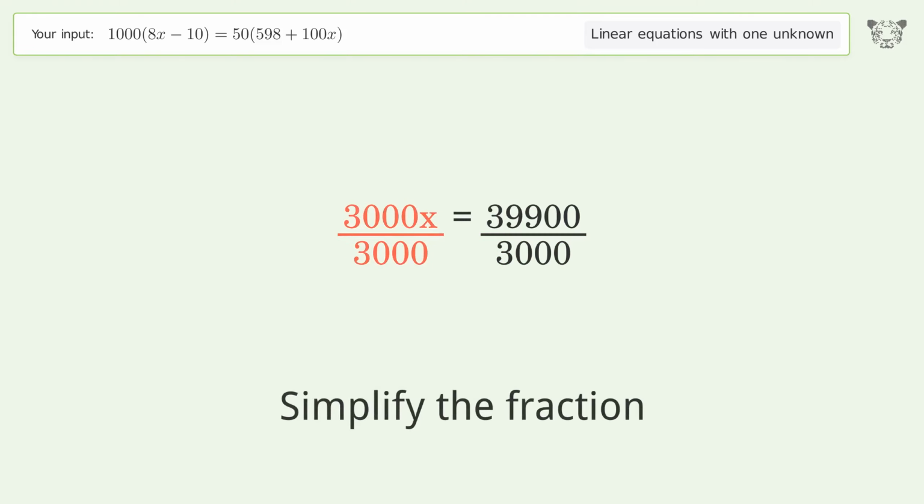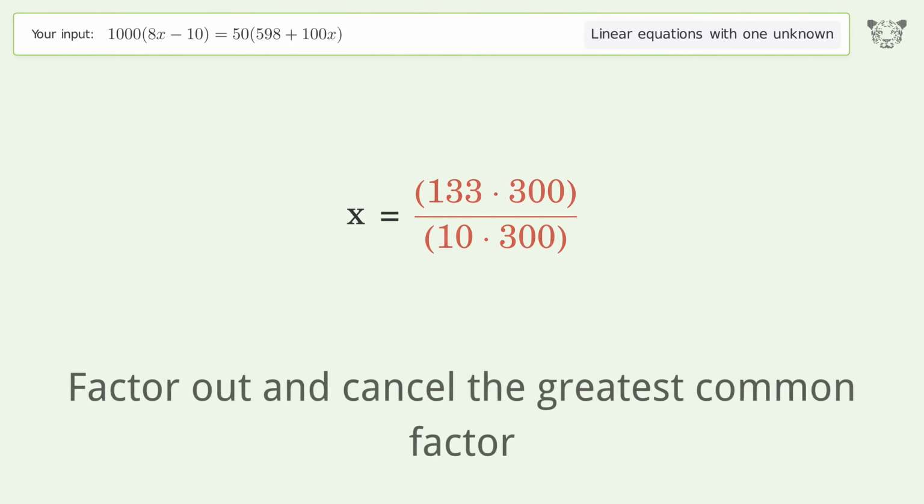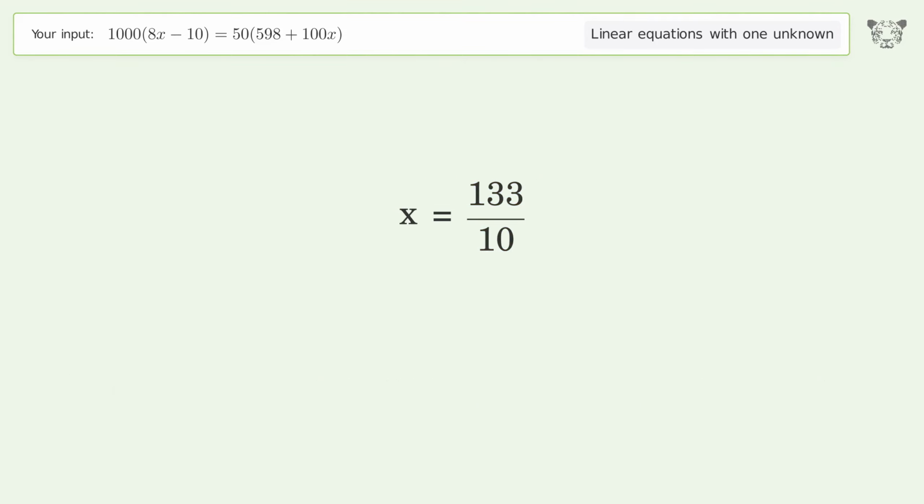Simplify the fraction. Find the greatest common factor of the numerator and denominator. Factor out and cancel the greatest common factor. And so the final result is x equals 133/10.